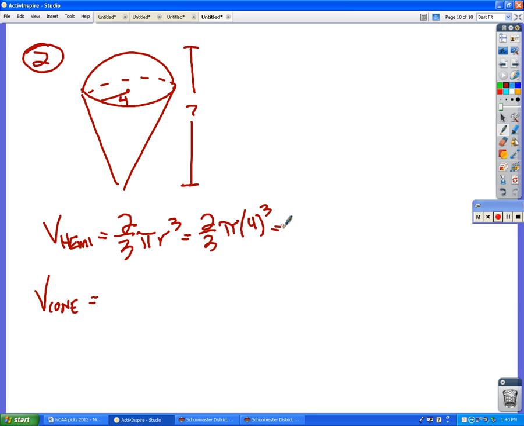Okay, what did you get for the volume of the hemisphere? 134.04. So we're going to go with 134.0.